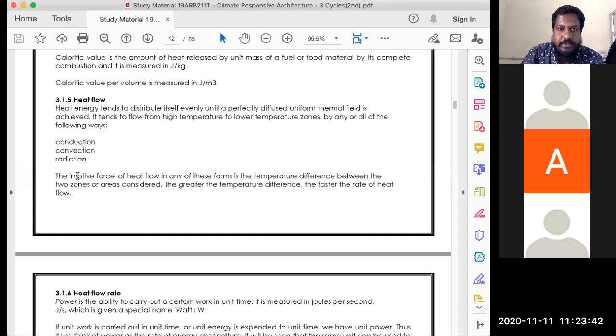So the motive force of heat flow in any of these forms is the temperature difference between two zones. So what is the motive force? Nothing but why does heat flow happen? On what condition does it happen? If two objects are in different temperature zones, then the heat flow happens. And the criterion is that heat always travels from the higher temperature value to the lower. It doesn't go the other way around.